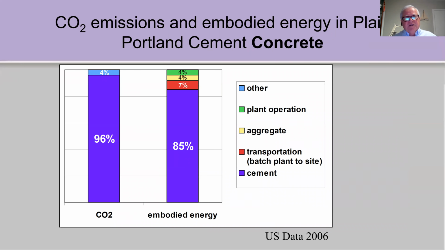But cement is only one ingredient of concrete, but it has a big impact on the emissions associated with concrete. If you just take plain Portland cement concrete, this is US data from some years ago, it shows that about 96% of the total embodied CO2 in concrete is from the cement. About 85% of the embodied energy is also from the cement.